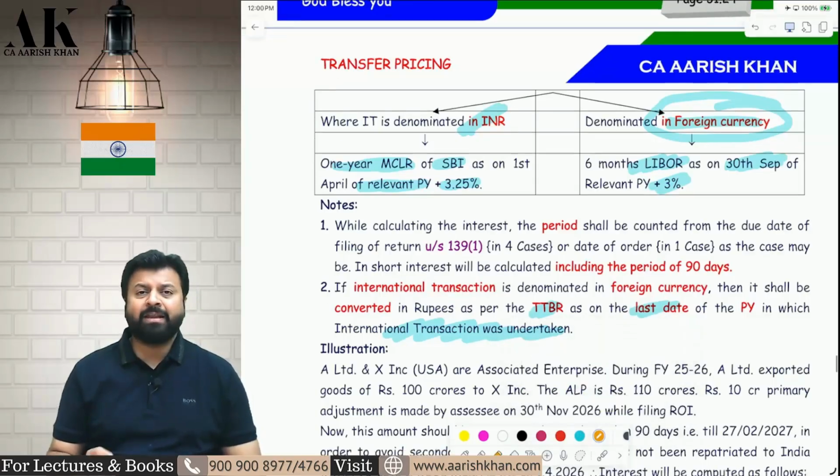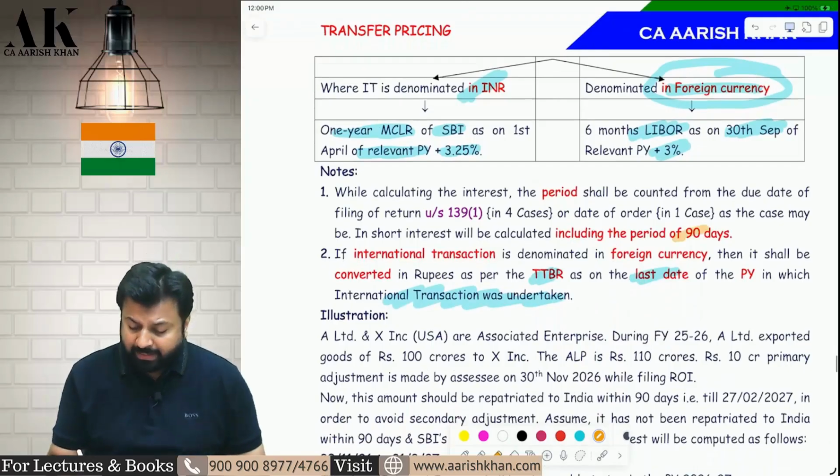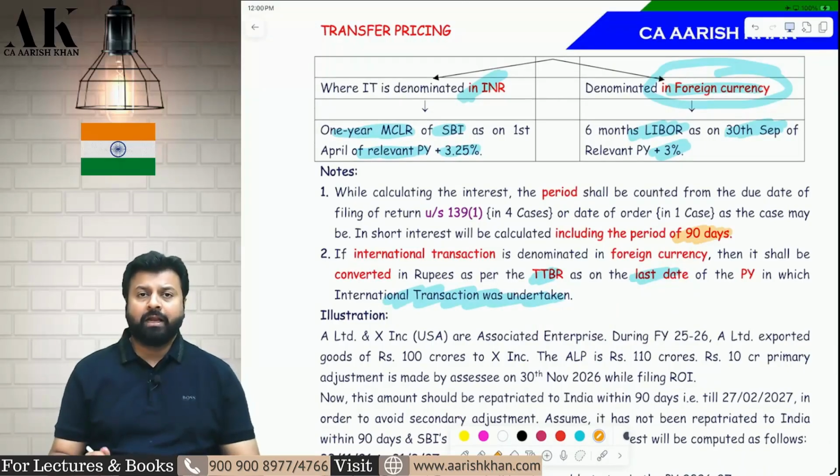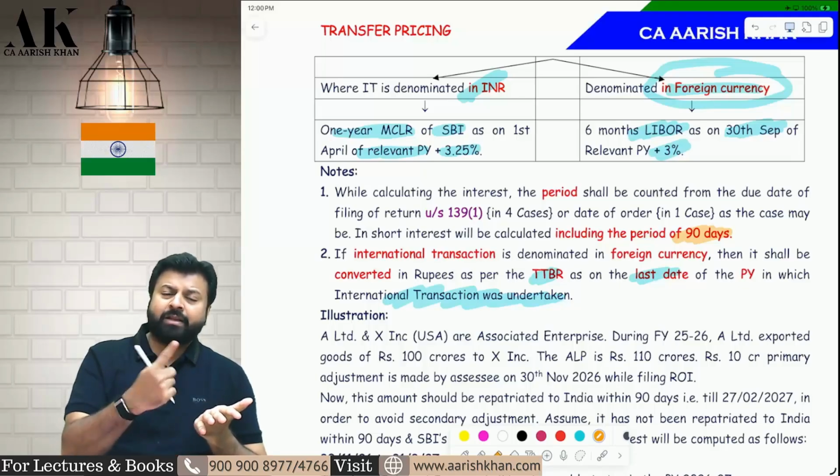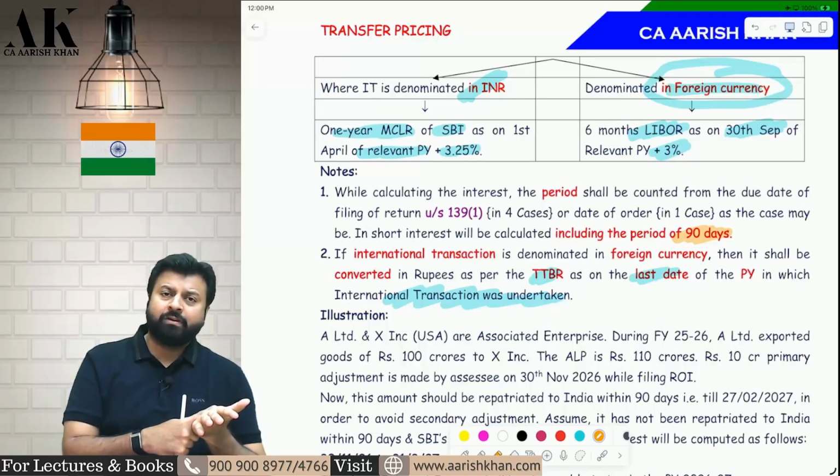Sir, from where do you have to count the period? You have to count the period including the 90 days period. Let me give you an example. For previous year 25-26, you will file the return on 30th November 2026? Yes. Now you have 90 days from 30th November 2026, which will expire on 27th of February 2027.